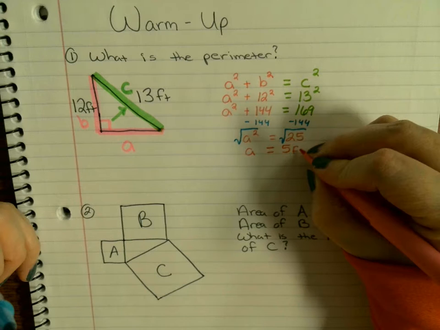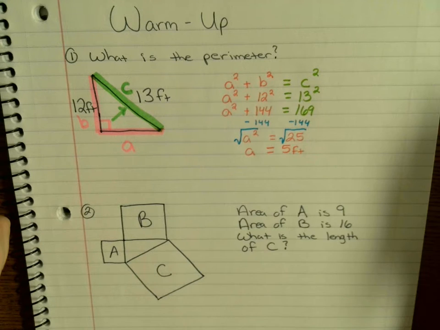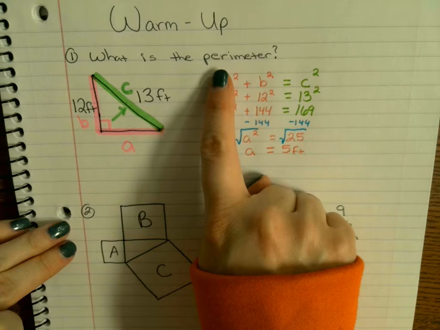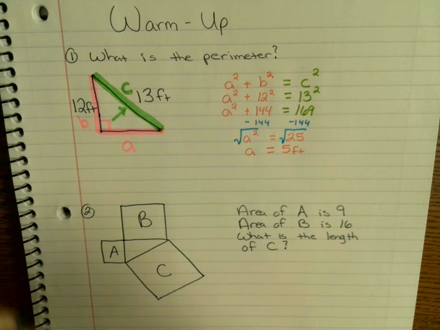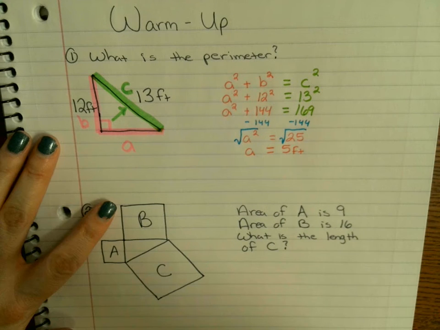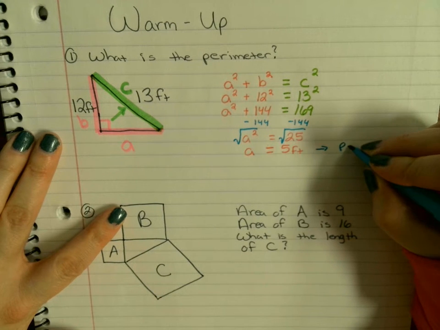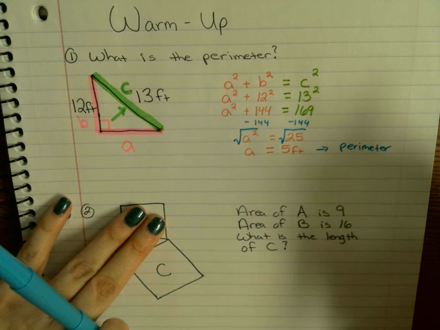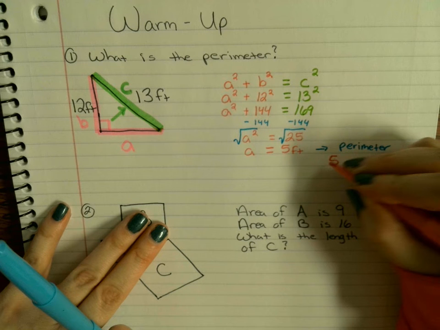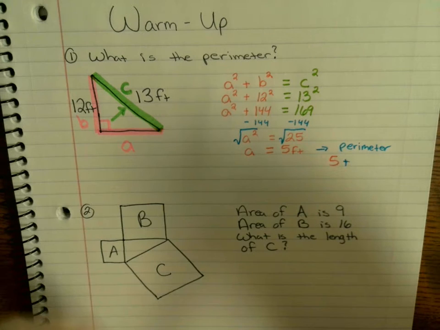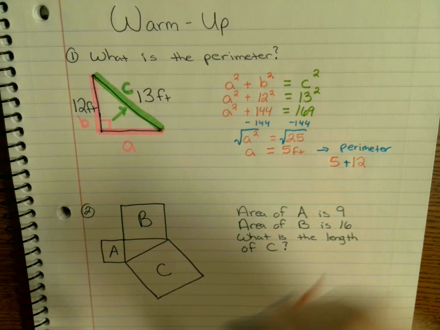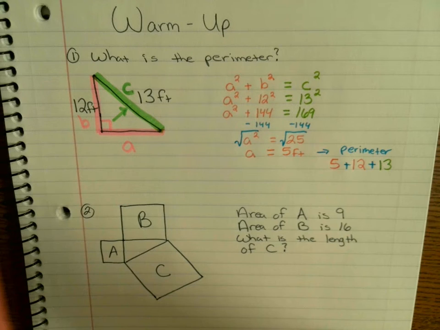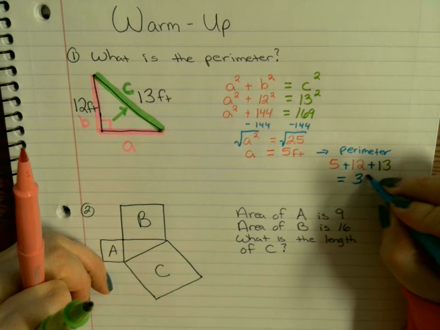Now, I'm not done, because the question didn't ask me for the measurement of A. The question asked me for the perimeter. So in order to find the perimeter, I need to add all the values together. I'm going to take the value of A, which I just found was 5, add it with the value of B, which was 12, and add it with the value of C, which was 13. That's going to give me a perimeter of 30 feet. Okay?